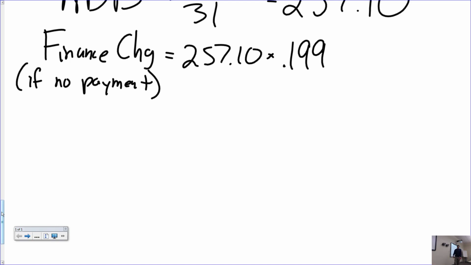A couple of people on the test forgot to move the decimal point. And how many days were in this billing cycle? 31. So how many years are in the billing cycle? 31 over 365. Remember that time must always be in years, so that 31 days gets converted by dividing by 365. And yes, credit card companies must use 365. They cannot use 360. Okay? And then it's just a calculator problem.